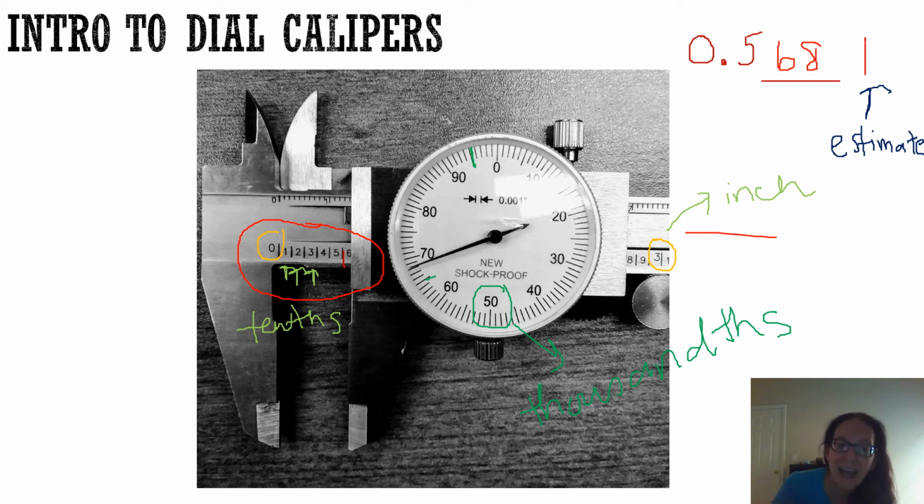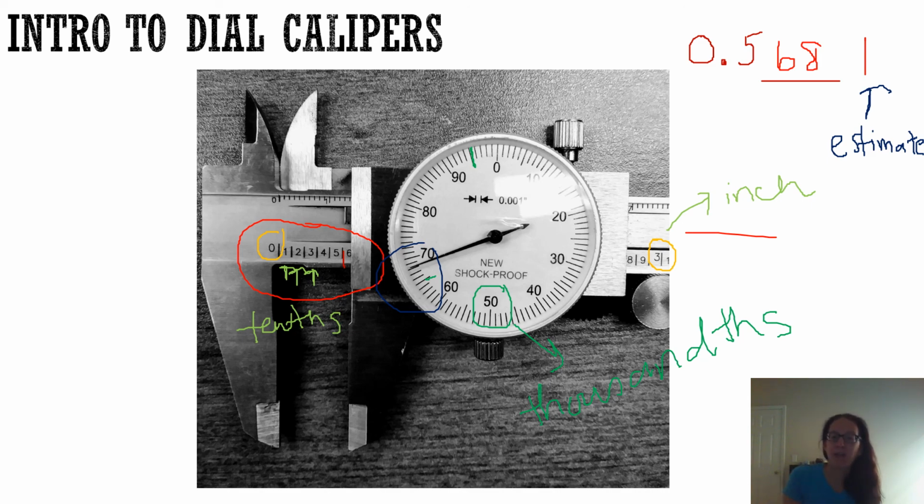But we can actually see that there. We can see that it's over the 68, and we can see that it's closer to the 68 than it is to the 69. So there is some value in that number, even though it is not actually measured on the caliper itself. I hope that is a good introduction to how to read it.